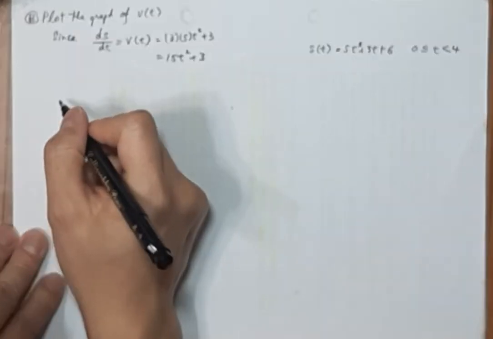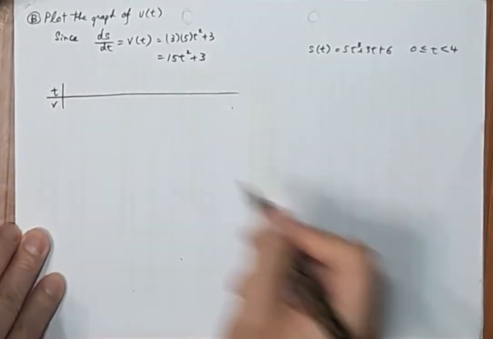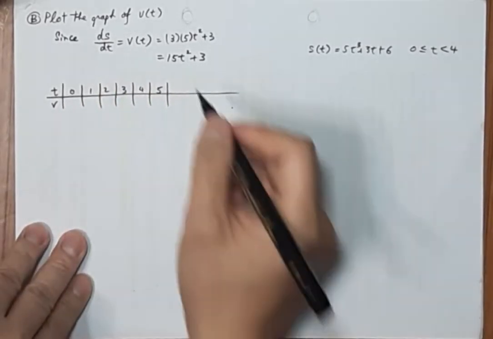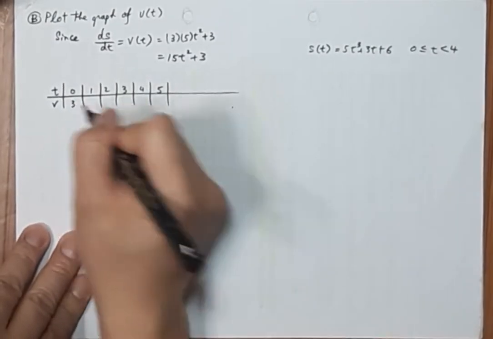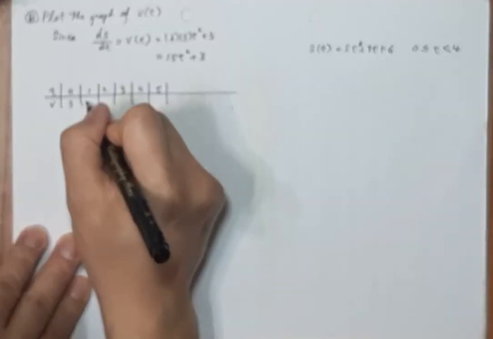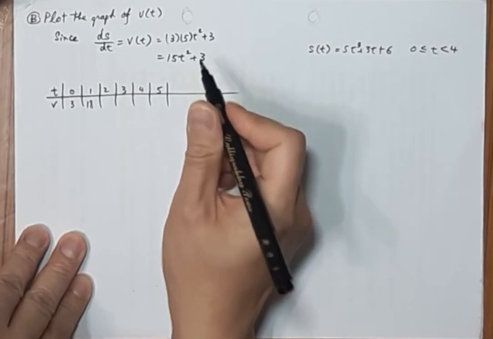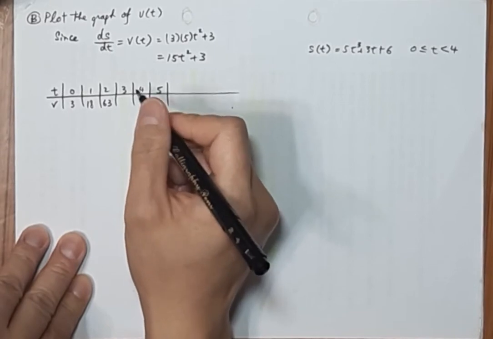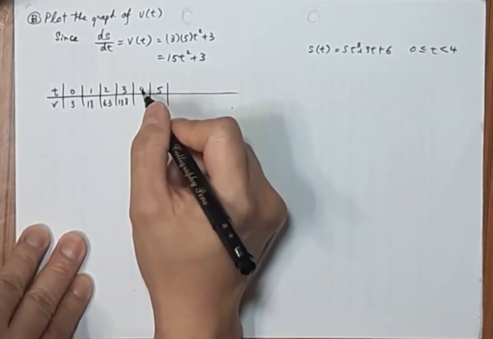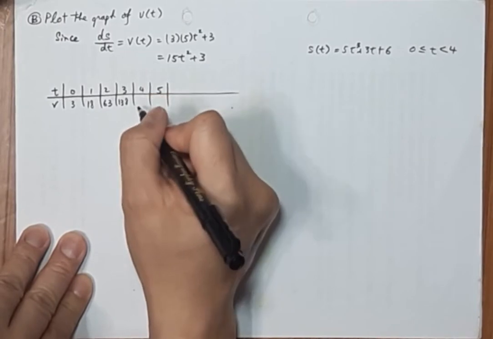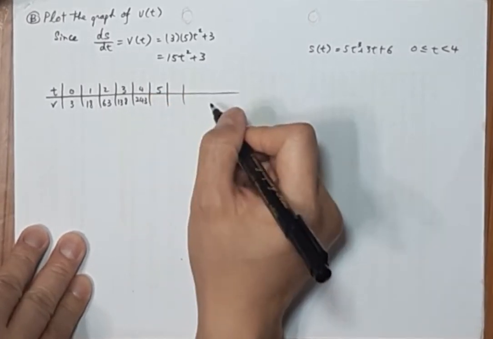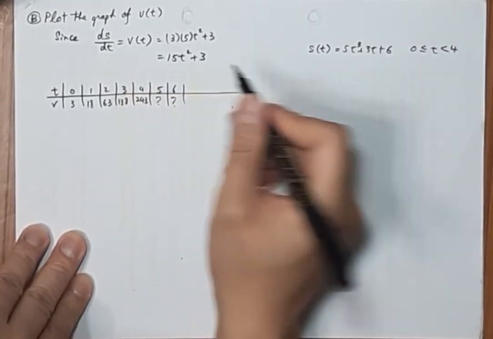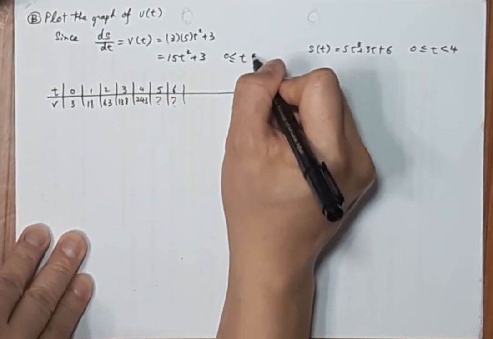And then we draw a table of t and v. t is from 0, 1, 2, 3, 4, and 5. When t is equal to 0, v is equal to 3. When t is equal to 1, v is equal to 18. When t is equal to 2, v is equal to 63. When t equals 3, v is equal to 138. When t equals 4, v is equal to 243. And we don't know what v is when t is equal to 5 and 6, because the function of v(t) is just from t is equal to 0 to 4.